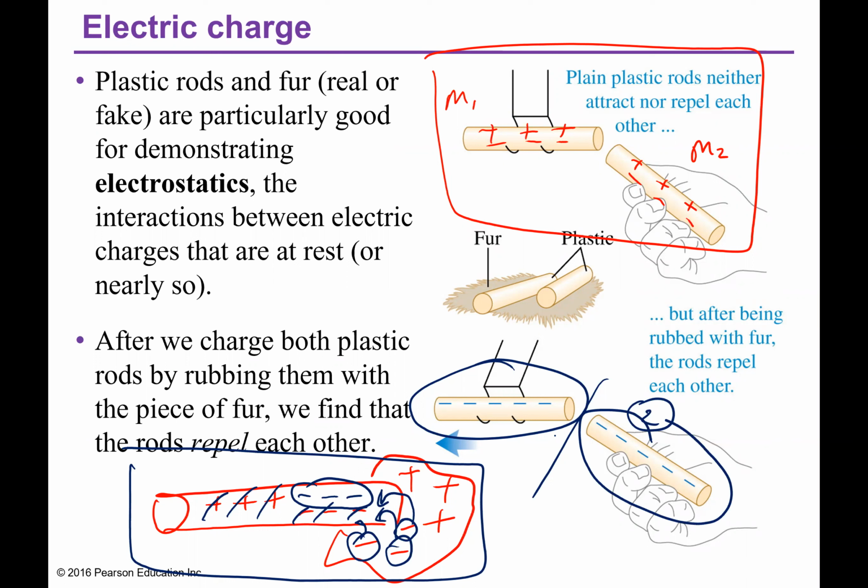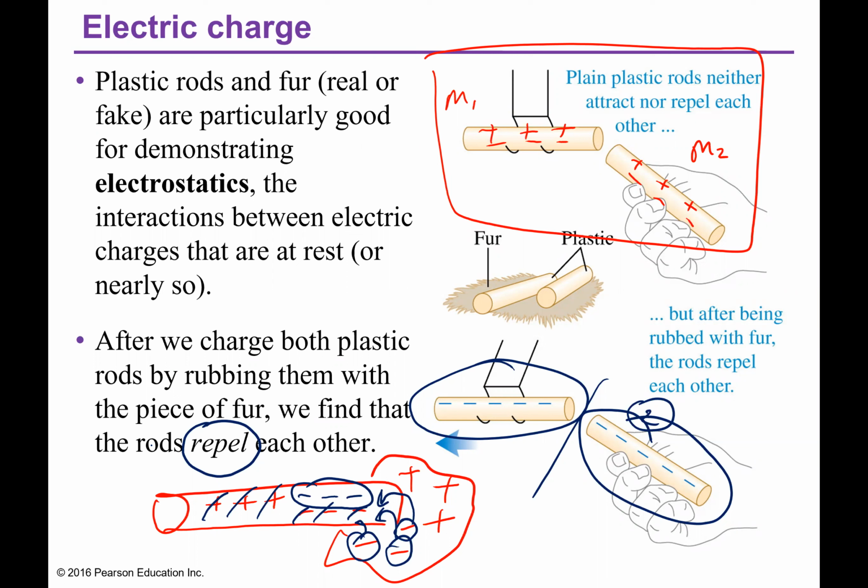Same thing here. If I take the plastic rod and rub it with the fur, some of the negative stuff from the fur goes into the plastic rod, and now both of those plastic rods have extra negative stuff. When I bring them together, I can see that they are repelling each other. They're pushed apart. That means if you bring two objects that have the same stuff, negative stuff in this case, they repel one another.